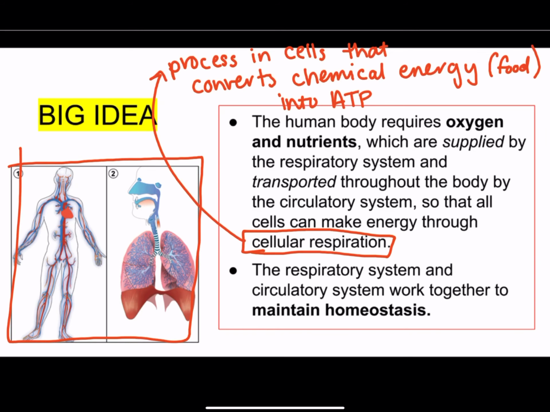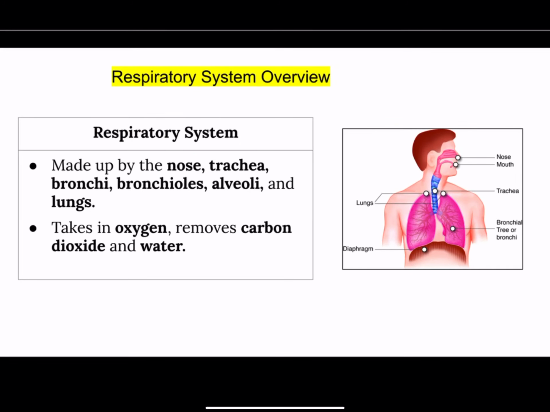Hopefully my writing just popped up, but this is the process in cells that converts chemical energy into a usable form, such as ATP. Usually we're going from food or sugar into ATP. Our cells need ATP to carry out all the metabolic reactions in our body. This is considered maintaining homeostasis because our cells need energy in order to function. So the respiratory and the circulatory system help get energy to all of our cells so that we can maintain homeostasis.